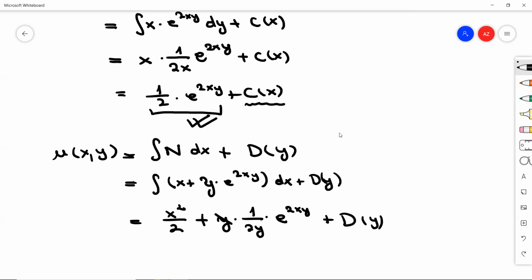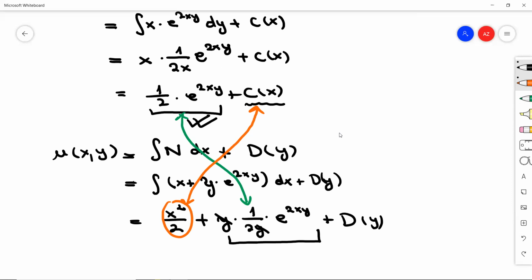So again, y and y cancel out. You see that we again get this term 1/2 times e to the power of 2xy. So these terms are the same. Then x squared over 2 is a function of x. So this is in fact part of c of x.